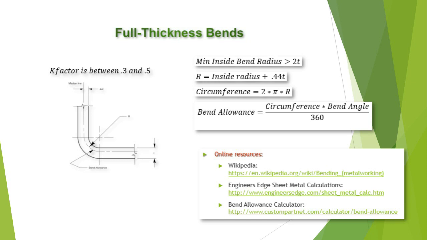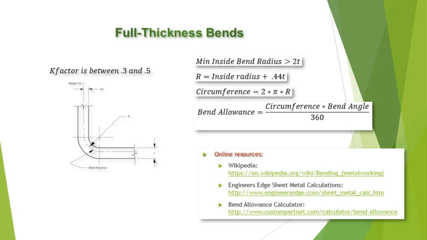Fotofab has always used a 0.44 times the thickness K factor for at least the last 30 plus years that we've been involved, and it's always been a pretty accurate number. So my belief is that whether we're doing the bending or someone else is, 0.44 is a good number to use. What you want to calculate, though, is the circumference of a circle that passes through the median line in your bend. And to do that, you need the inside radius of the bend plus your K factor.